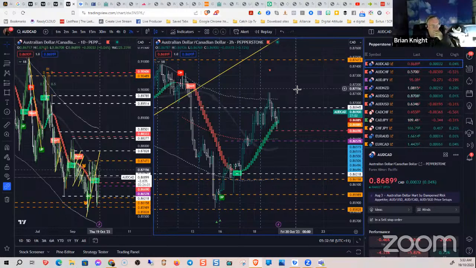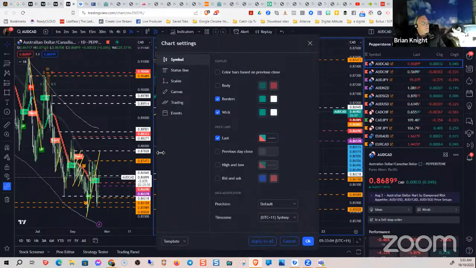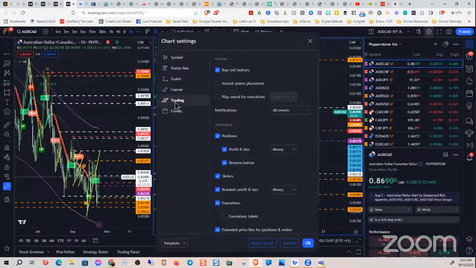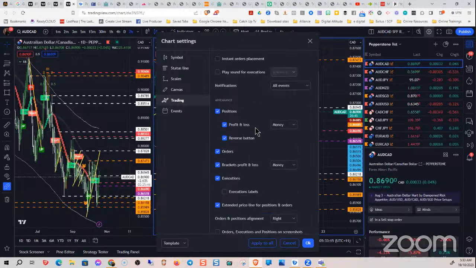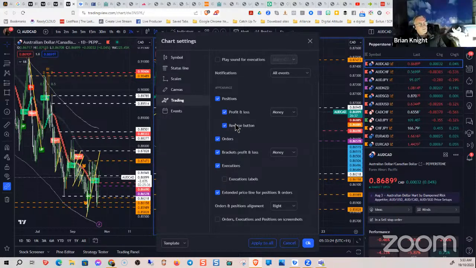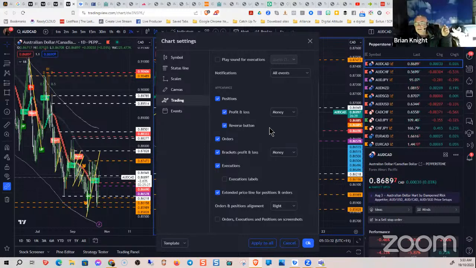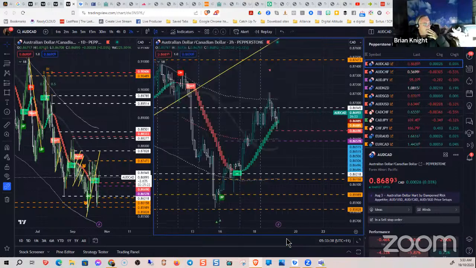Yeah, if you go to your cog on the TradingView screen and go to trading, somewhere in here there's literally a reversal button. Yeah, reverse button right there. Does anybody know how to get that to work? It should be in the trading. In actual fact, is there? How do I? Hang on. Let's cancel that.